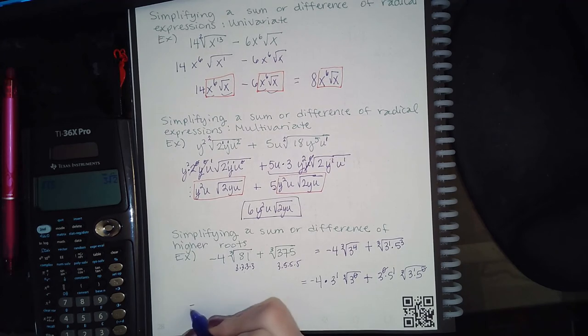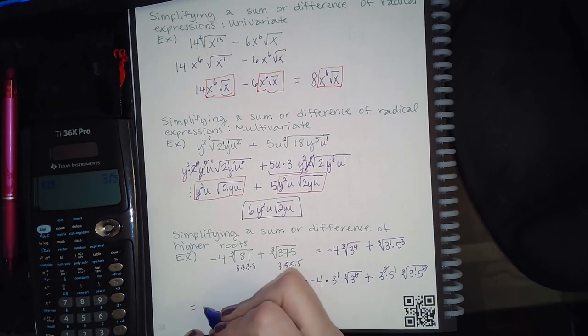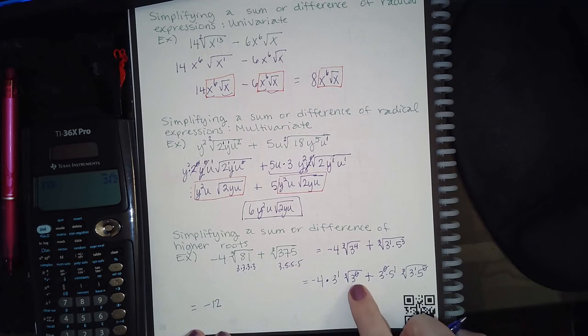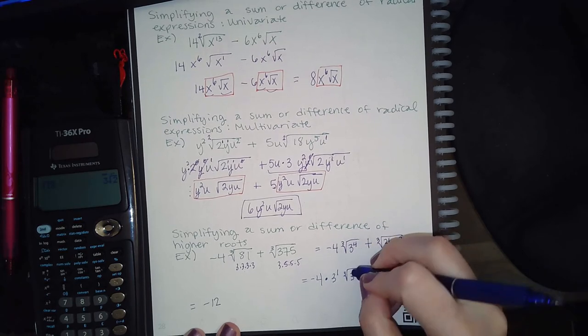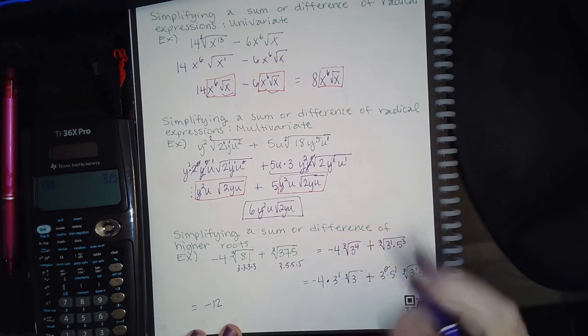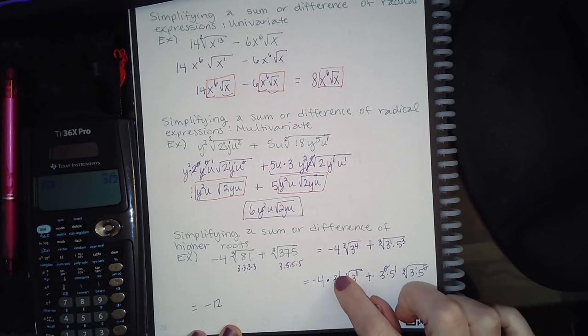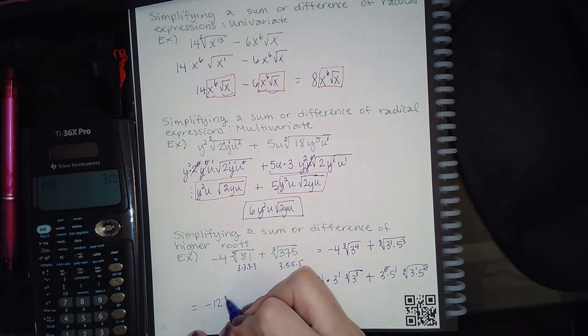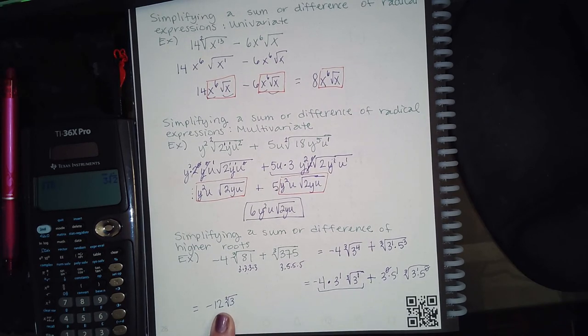So if I clean these up, this is negative 4 times 3, which is negative 12. And, oh, I messed up. 3 goes into 4 1 time with 1 left over. That was a mistake. My index 3 goes into 4 1 time with 1 left over. So I still have a cube root of 3 left over for this whole term. That's the response for that whole term.